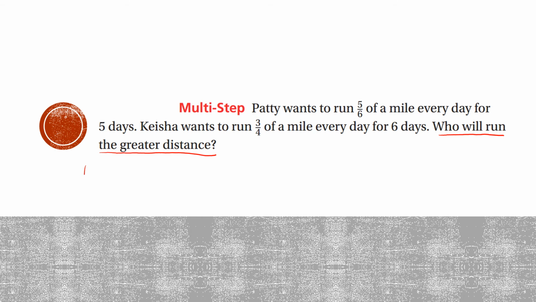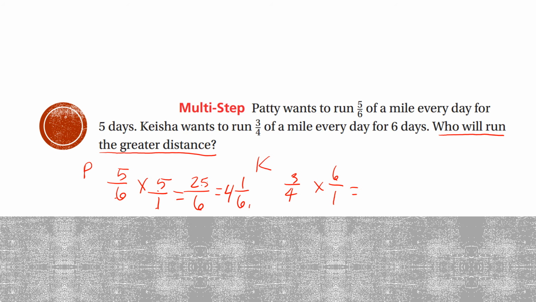So let's start with Patty. Patty wants to run 5/6 of a mile times 5 days. And Keisha wants to run 3/4 of a mile times 6 days. So 5 times 5 is 25. 6 times 1 is 6. 6 times 4 is 24 with 1 left over out of 6 miles. So Patty will run 4 and 1/6 mile.